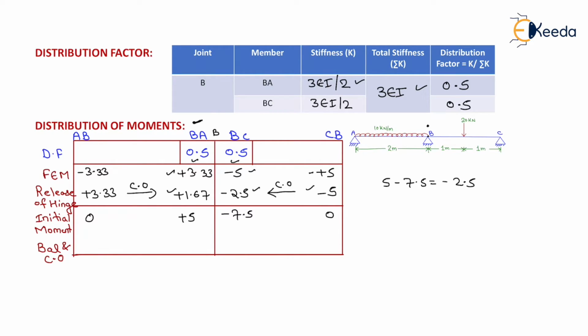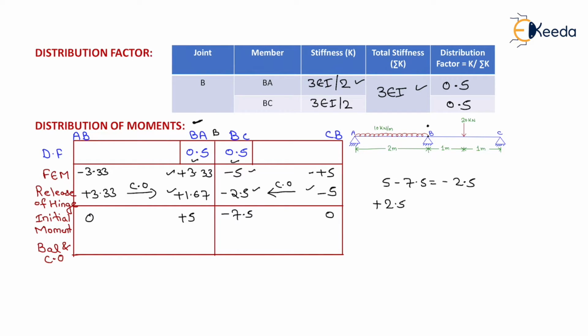So due to this unbalanced moment, the beam will try to rotate in the anti-clockwise direction. To make the equilibrium of the beam, we need to create an equal moment of the same magnitude but opposite in direction, that is plus 2.5 kilonewton meter moment. Now this is the applied moment, so we need to distribute it in span BA as well as in span BC according to their distribution factor.